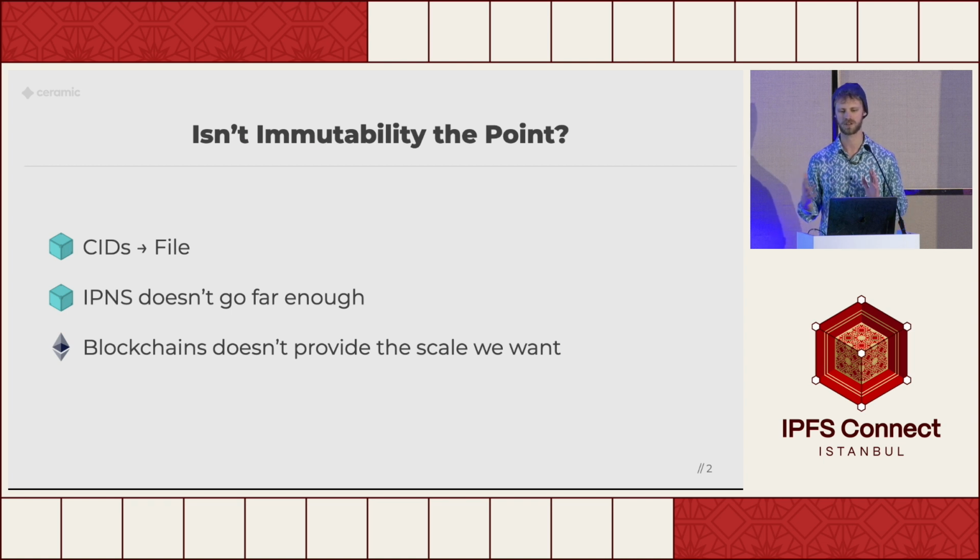IPNS is a system, sort of an IP naming system, that allows you to essentially have a way of having mutability. However, it doesn't really go far enough. There's a bunch of properties, which I will mention later, that we don't really get with IPNS. And blockchains are great for more financial use cases, but they don't really do the type of scalability we get with something like IPFS, where we can just have data living at edges, and we don't need everyone to replicate the data of everyone else.